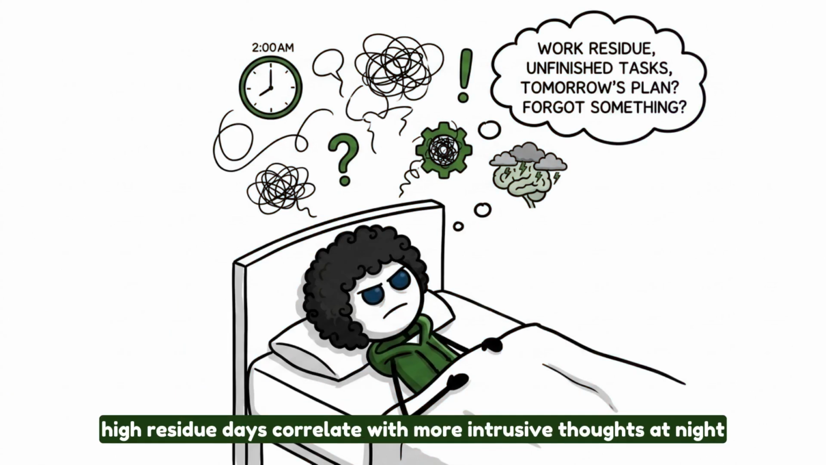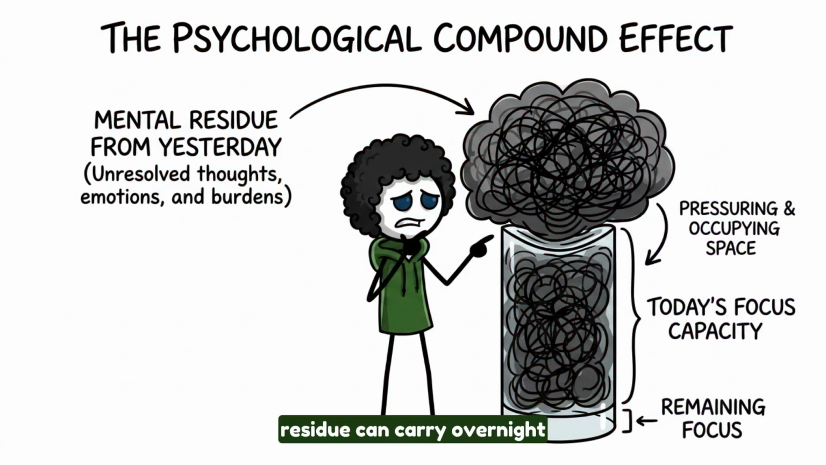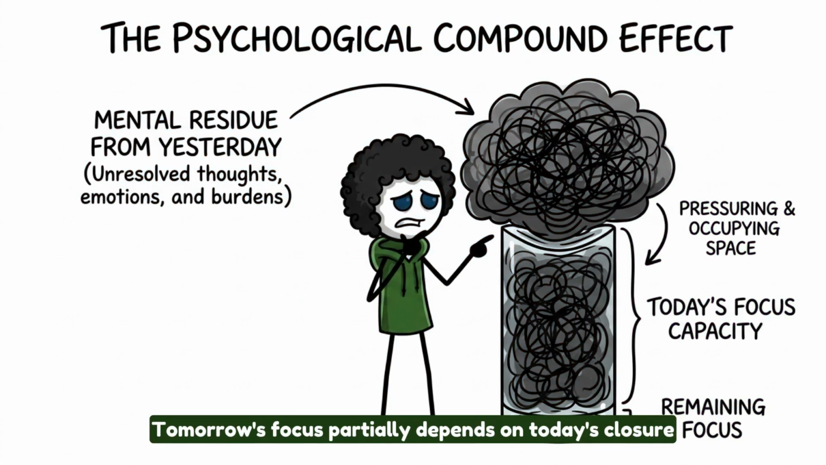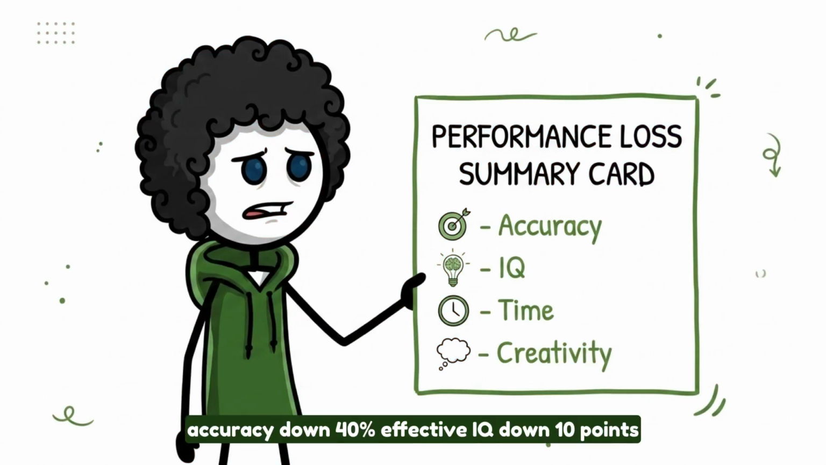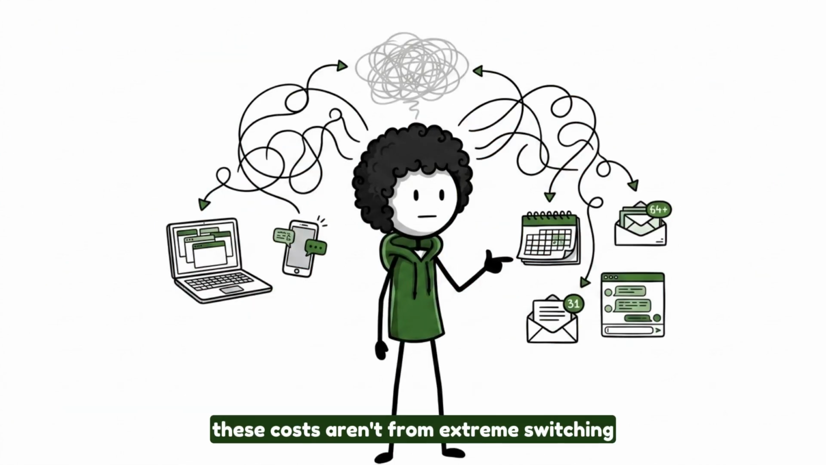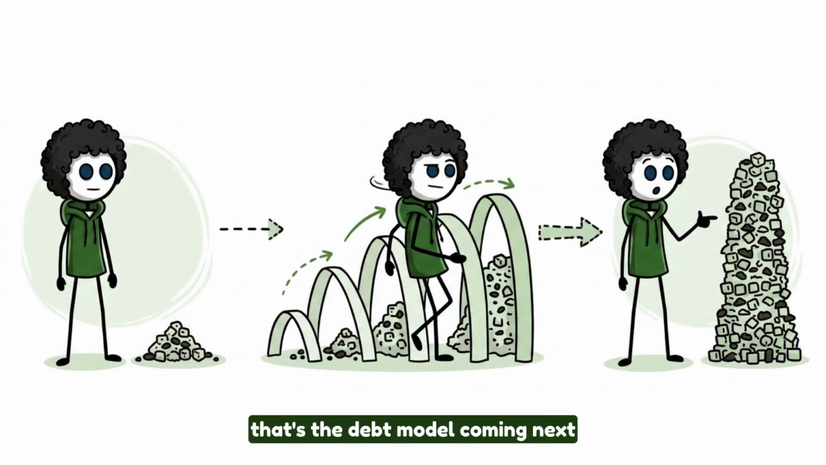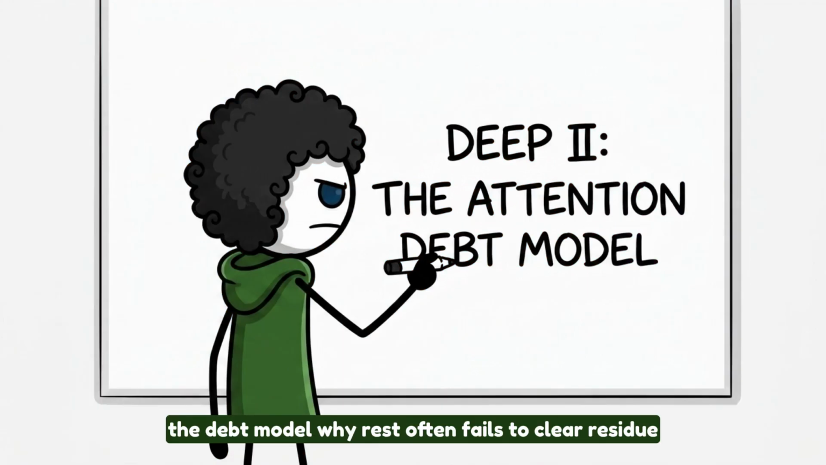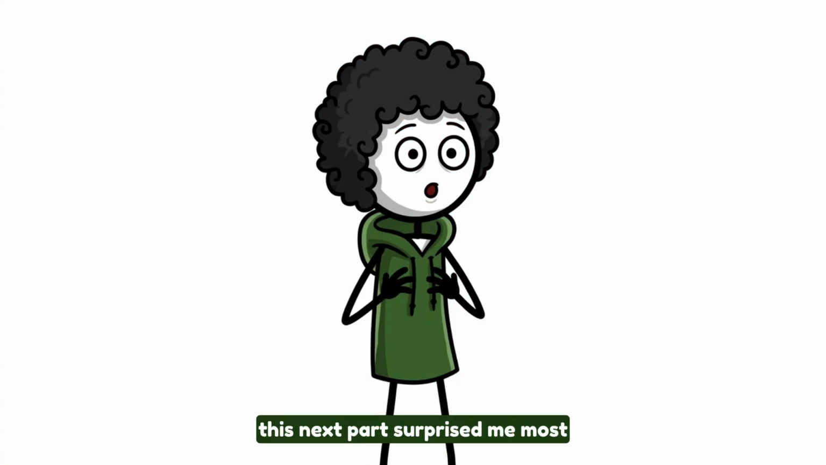High residue days correlate with more intrusive thoughts at night. The loops don't close at bedtime. Residue can carry overnight. Tomorrow's focus partially depends on today's closure quality. Summary: accuracy down 40%, effective IQ down 10 points, time up 40%, creativity reduced. These costs aren't from extreme switching, they're from a normal modern workday. Already, the costs compound because residue accumulates. That's the debt model. Coming next, the debt model, why rest often fails to clear residue, and what actually clears it. This next part surprised me most.